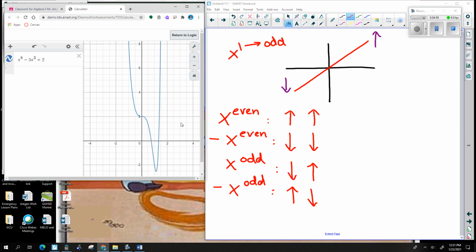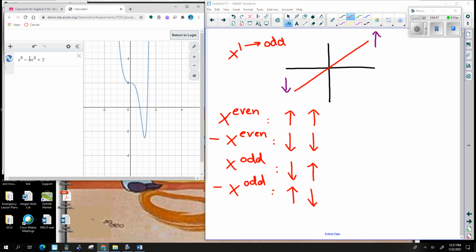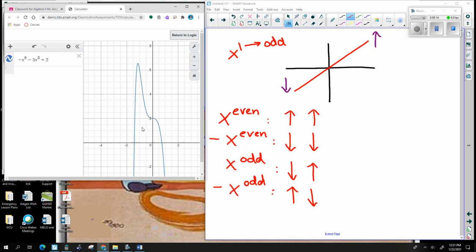All right, wow, that's a crazy looking graph, but long story short, the largest exponent in x to the 8th is a positive. Positive even is an up, up. So this left-hand side is going up, this right-hand side is going up. Again, if I were to make this a negative, then it would be a negative even, and that's a down, down. Hooray. You now know about end behavior as far as just looking at the equation is concerned.